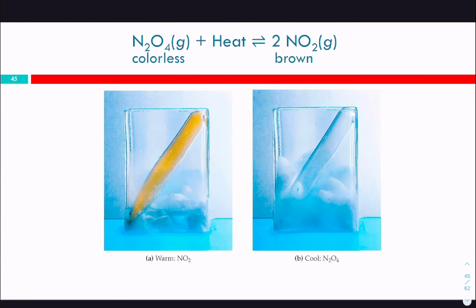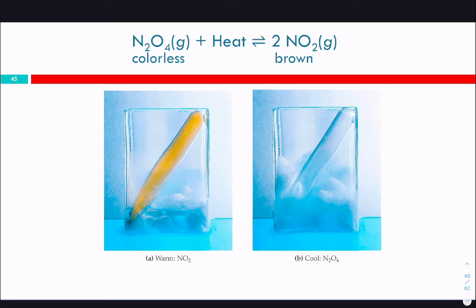There's a cool reaction with dinitrogen tetroxide. This reaction is endothermic, so heat is one of our reactants. And you can change the color of this vial. So this is an ampule, it's a sealed glass tube. If you change the temperature, it changes the color. So it's kind of like temperature sensitive cups and stuff, right?